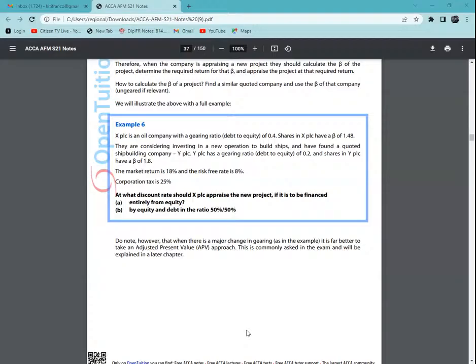Now, from there, ladies and gentlemen, we have a corporation tax rate of 25%. Then what discount rate should XPLC use to appraise the new project if it is to be financed, A, entirely from equity, and B, equity and debt in the ratio of 50-50?